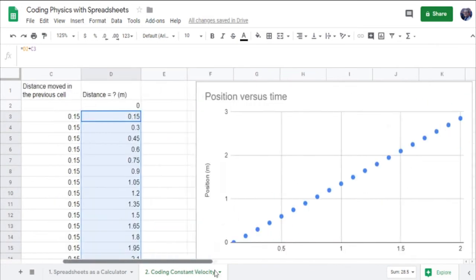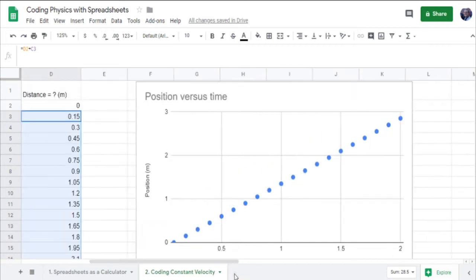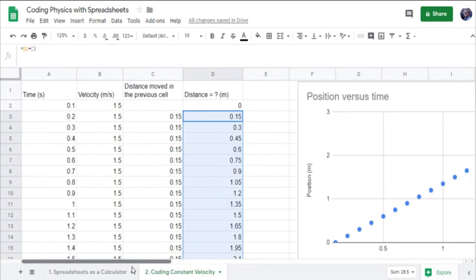And you look over here and you say, okay, my position versus time graph doesn't look any different, right? It's still going up with a positive slope. If I were to get the velocity off of this graph, I would get a velocity of 1.5 meters per second. Here is the interesting part.